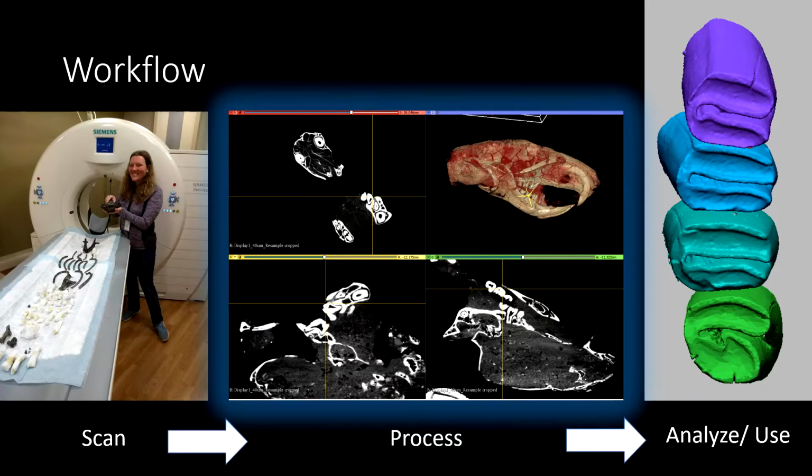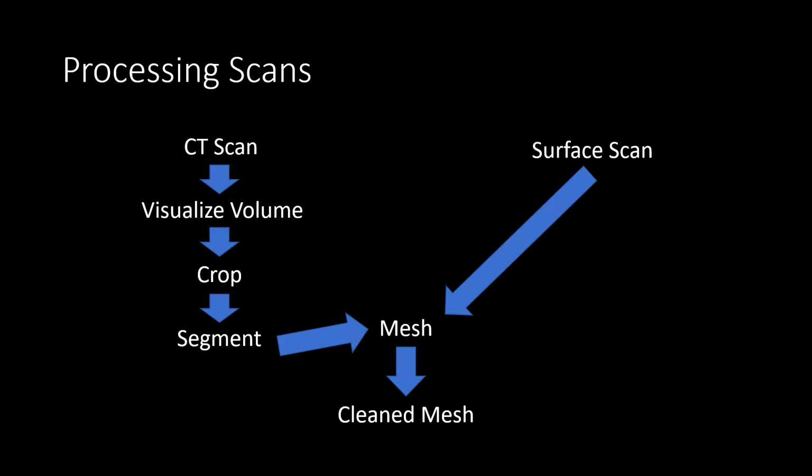Now that I've gone through some of the different scan methods you might use to acquire 3D data and the different data types, I want to talk a little bit about the process you would use to create usable 3D data for analyses. So, generally, as I said before, you're going to want a mesh for pretty much any analysis you're going to do.